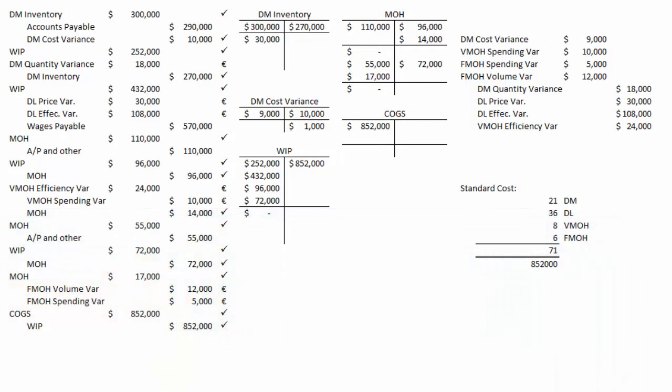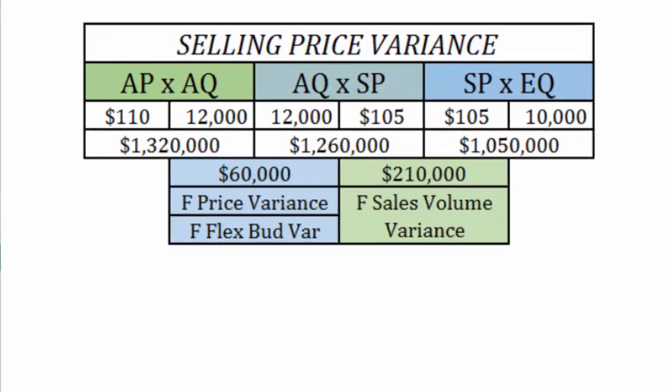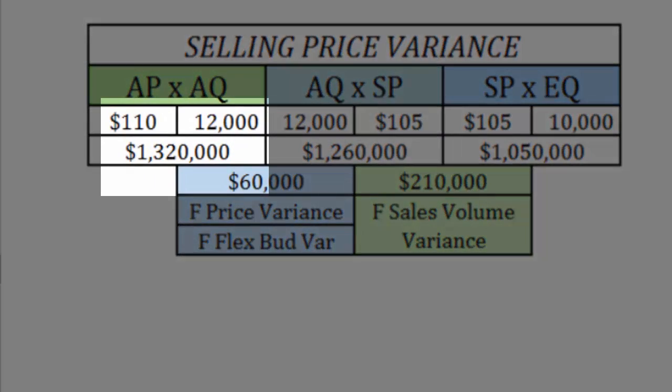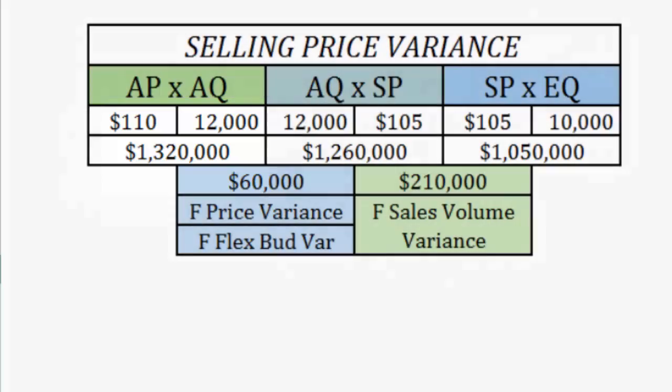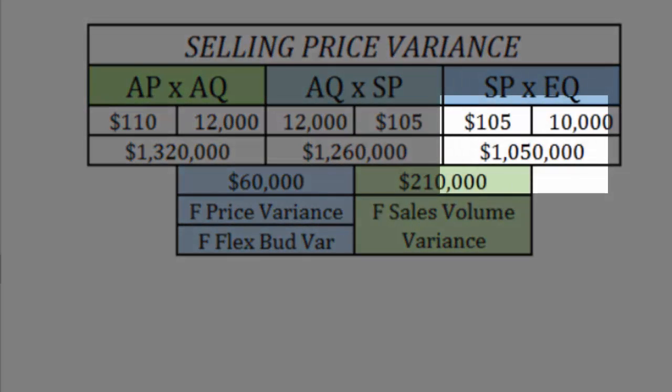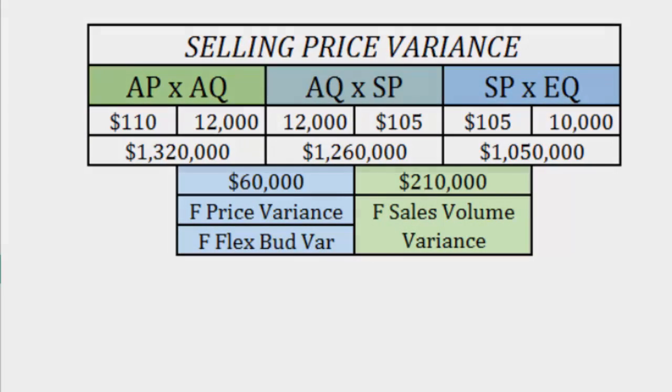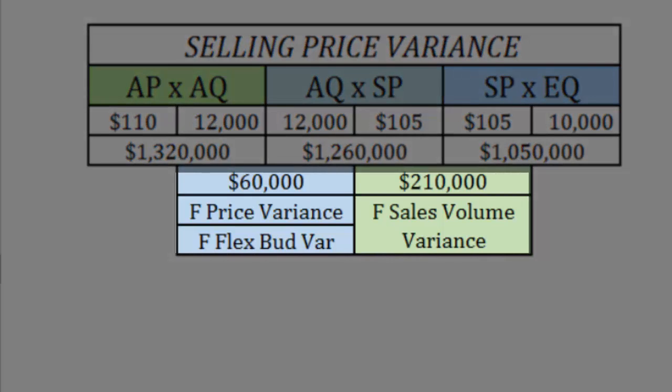The last journal entry that I'd like to do that we didn't do before was our sales journal entry. And let's just take a quick look at the selling price variance one more time. We have an accounts receivable of $1,320,000. And our standard or expected revenue was $1,050,000. And then we have a couple of variances in the middle.